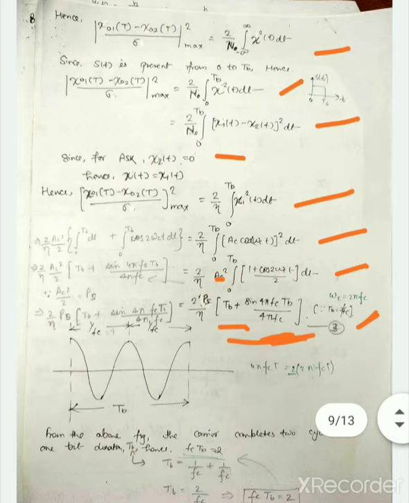So we can write tb is equals to tc plus tc. Why? tb is the bit period, tc is the time period for the carrier. So tc can also be written in terms of frequency fc. We know that time period is equals to 1 by frequency. So instead of writing tb is equals to tc plus tc, we will be writing tb is equals to 1 by fc plus 1 by fc, that is equals to 2 by fc. So this equation will finally come fc tb is equals to 2.